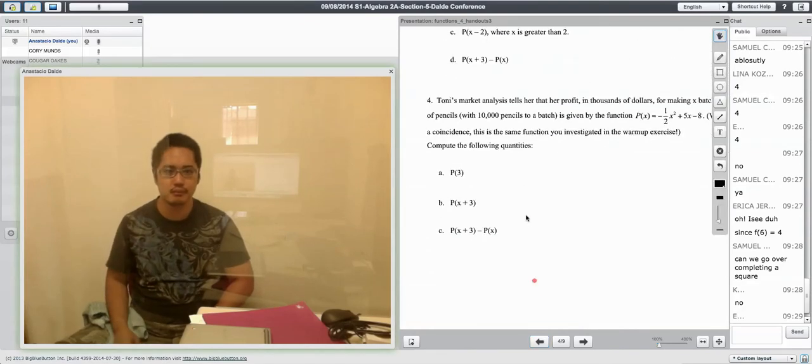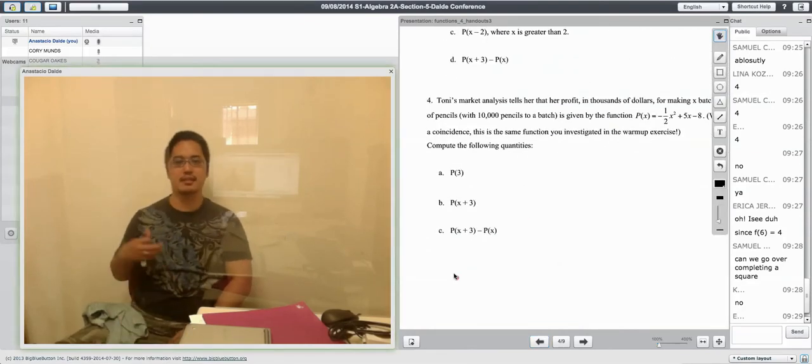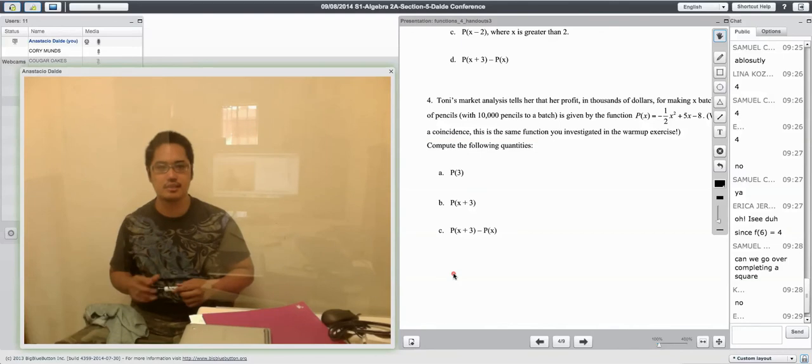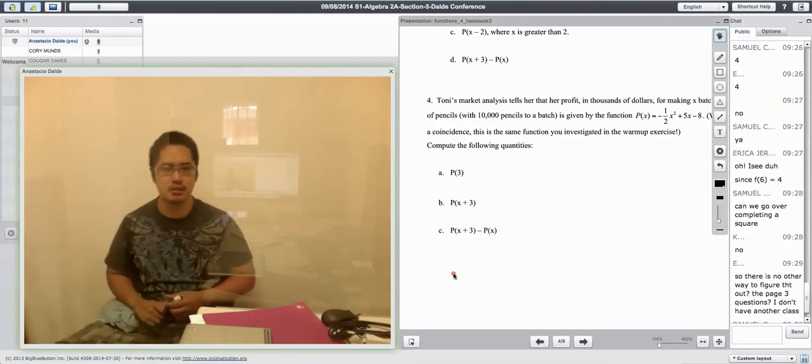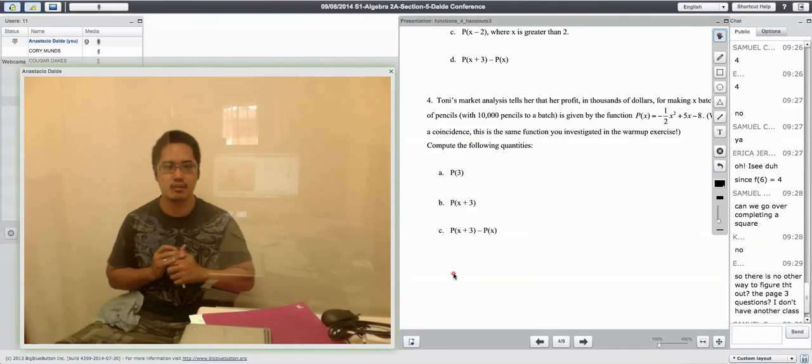All right. Tony's market analysis tells her that the profit in thousands of dollars for making X batches of pencils, with 1,000 pencils per batch, is given by this.